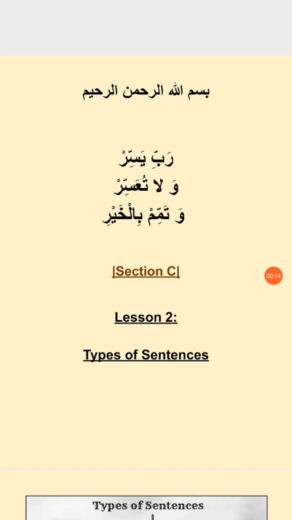Today inshallah we are going to begin the second lesson of section C, and this would be about a brief overview about the types of sentences that we have in Arabic. Okay, so without further ado, let's get on with it. And this is going to be a fairly smaller lesson, to be very honest, because as I mentioned earlier, this is just a review, but nevertheless it's quite important to know.